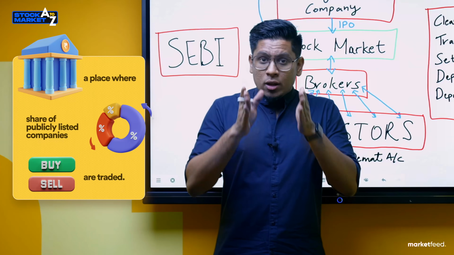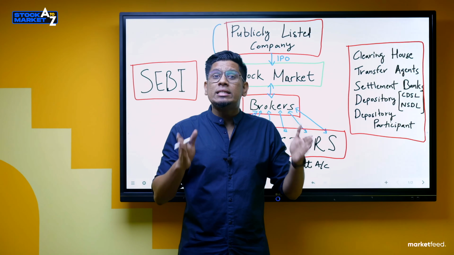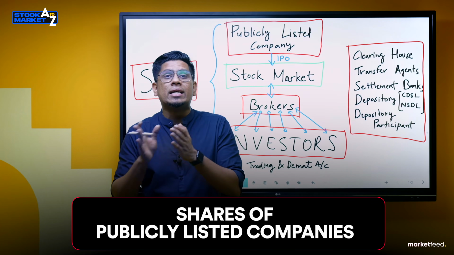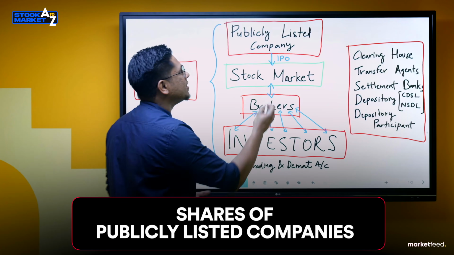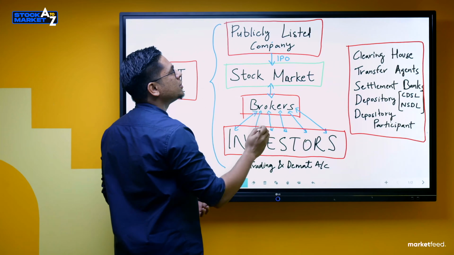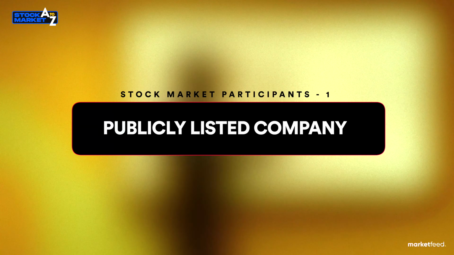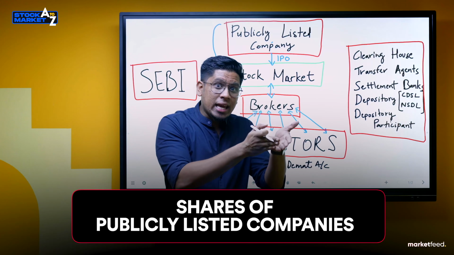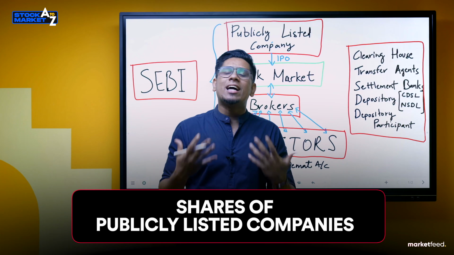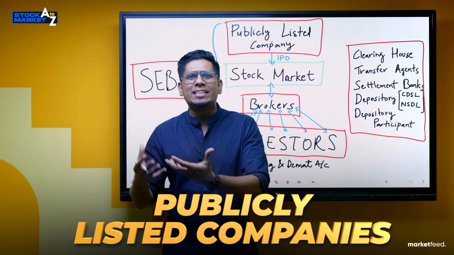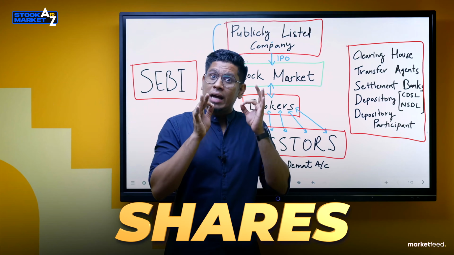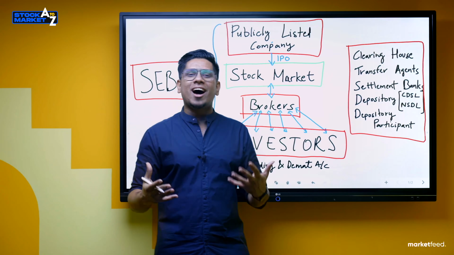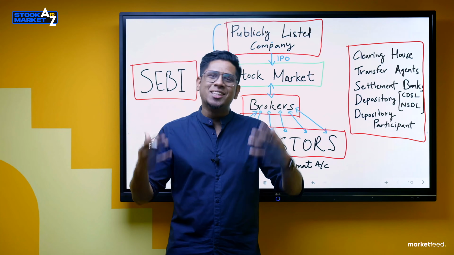So now, in this definition, what is it that you're not understanding? Shares of a publicly listed company. Okay, so let's start understanding our very first participant in our story, which is the publicly listed company. Again, in the definition, what you have to understand is shares of a publicly listed company. So let's understand what a publicly listed company is and what shares of a publicly listed company are. Now this is where we start hearing the story, right?